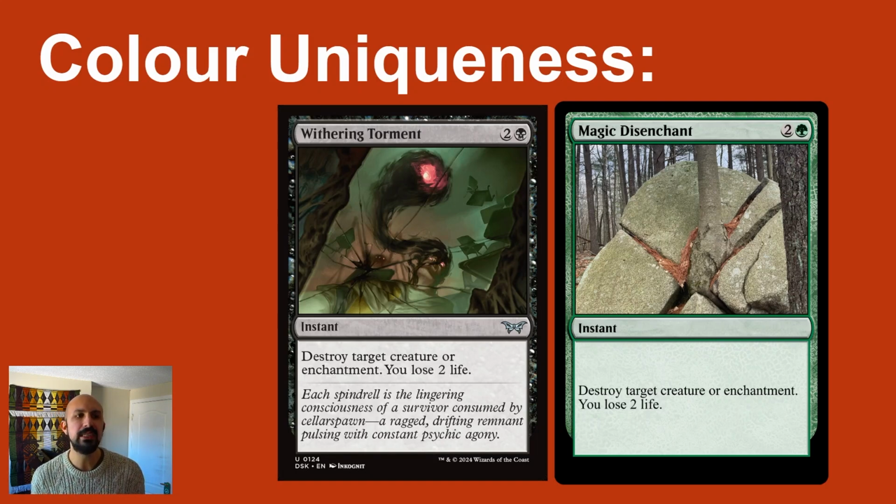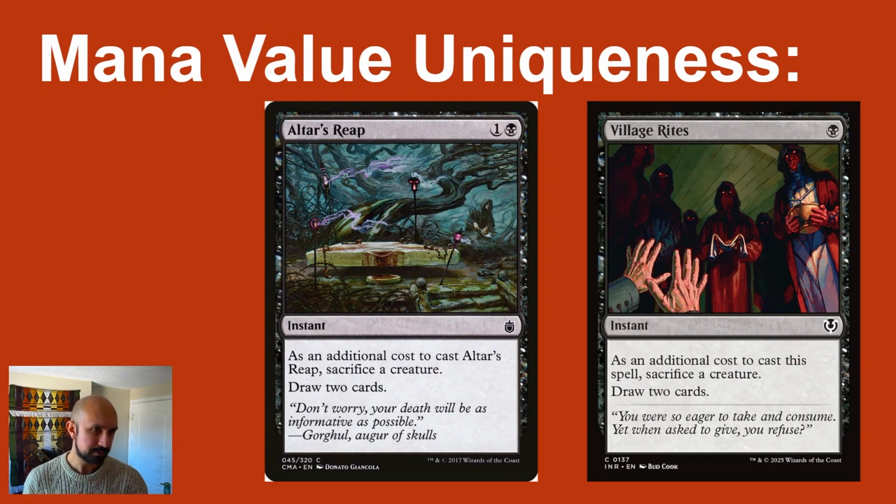So color uniqueness allows us to value cards on how hard it is for that color to do that thing. This is, of course, also pretty important when you are playing monocolor decks, because this is how you gain access to things that are harder for your deck to gain access to.